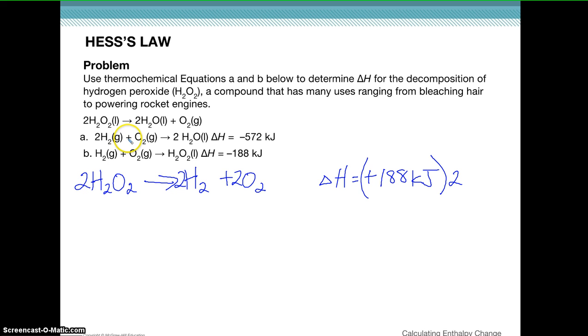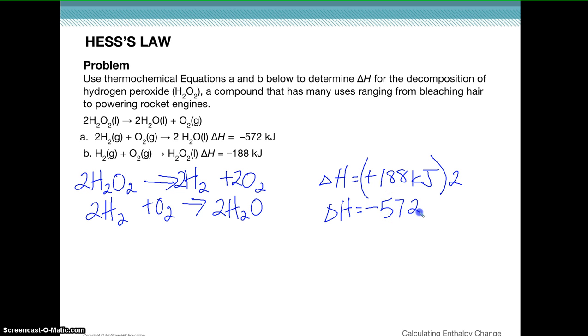If we look at equation A, we have 2 waters in the product. We want 2 waters in the product. So we can leave equation A like it is, and we're going to rewrite it. 2H2 plus O2 yields 2H2O. We're going to leave the delta H because we didn't change the reaction, and keep it negative 572 kilojoules.